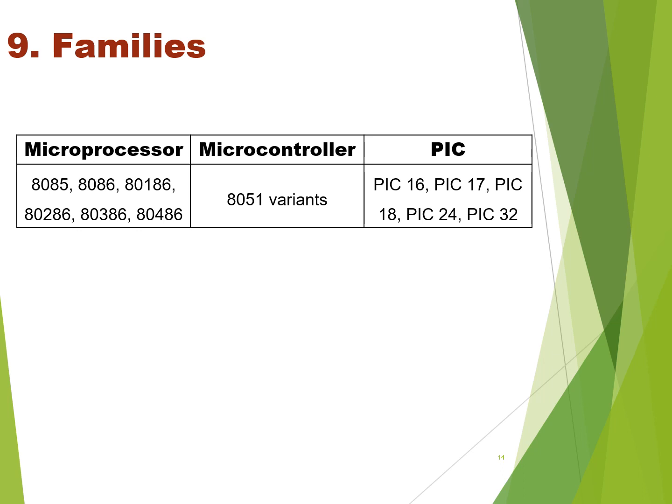Now coming to the families of microprocessor, microcontroller and PIC. The first microprocessor is 8085. The next one is the 8086 microprocessor, and there are many families available for it: 80186, 80286, 80386 and 80486. Coming to microcontroller, microcontrollers are available only as 8051 variants. There is no other variant; it has many variants only under 8051. The PIC microcontroller has PIC16, PIC17, PIC18, PIC24 and PIC32.